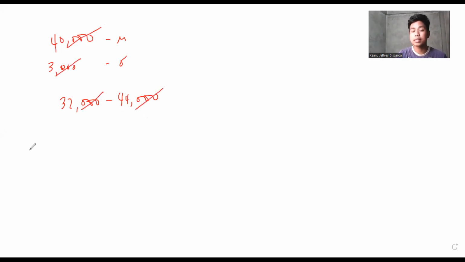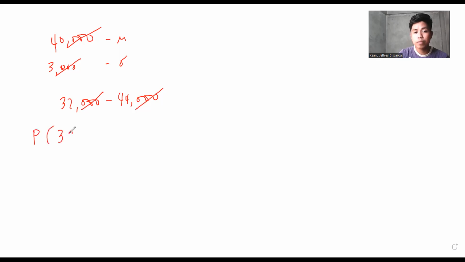Ang given ay 40,000 miles yung mean. Ang standard deviation daw ay 3,000 miles. Ang pinapahanap sa atin ay ano daw yung probability na kapag pumili tayo ng isang tire, random tire, tatagal daw yung buhay nun ng 32,000 to 44,000 miles. Okay? So, bawasan na lang natin yung 0 ha. Tanggalin natin yung tigta-tatlong 0 nila para mas mabilis.